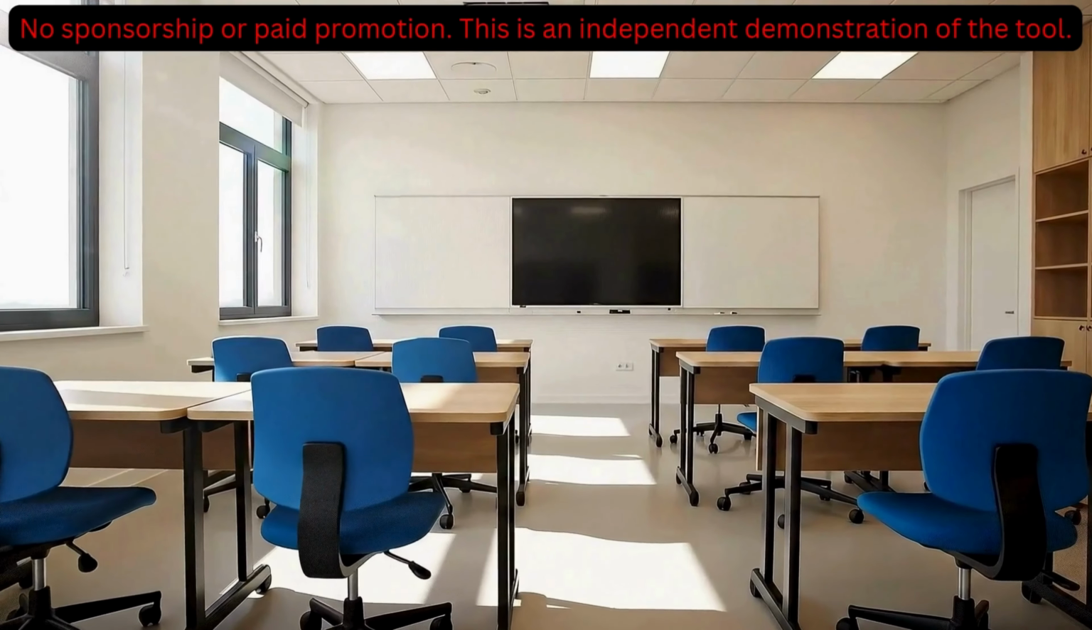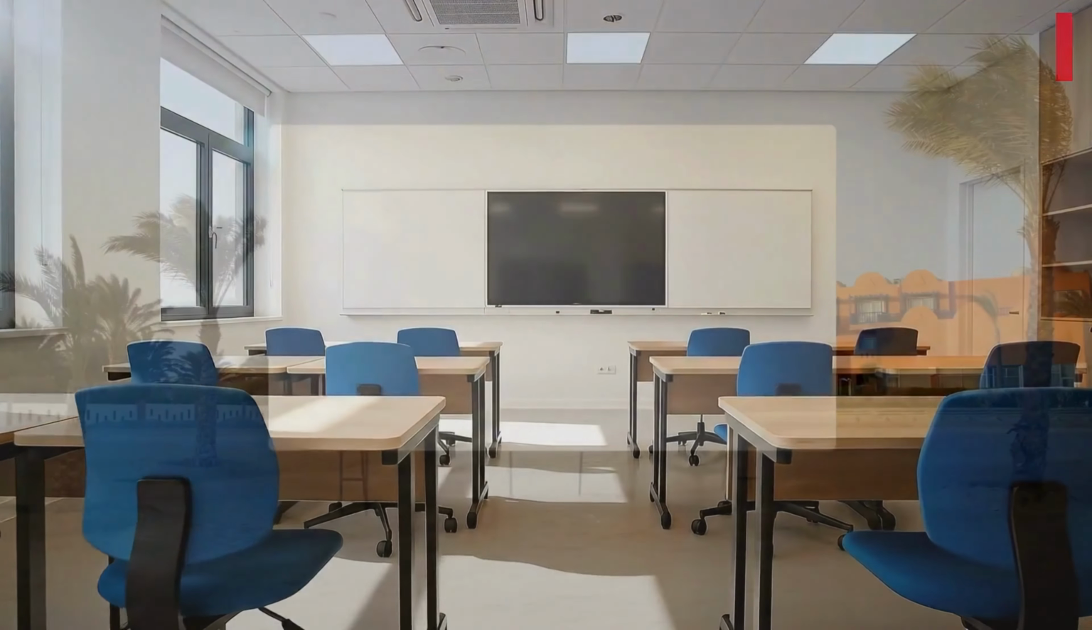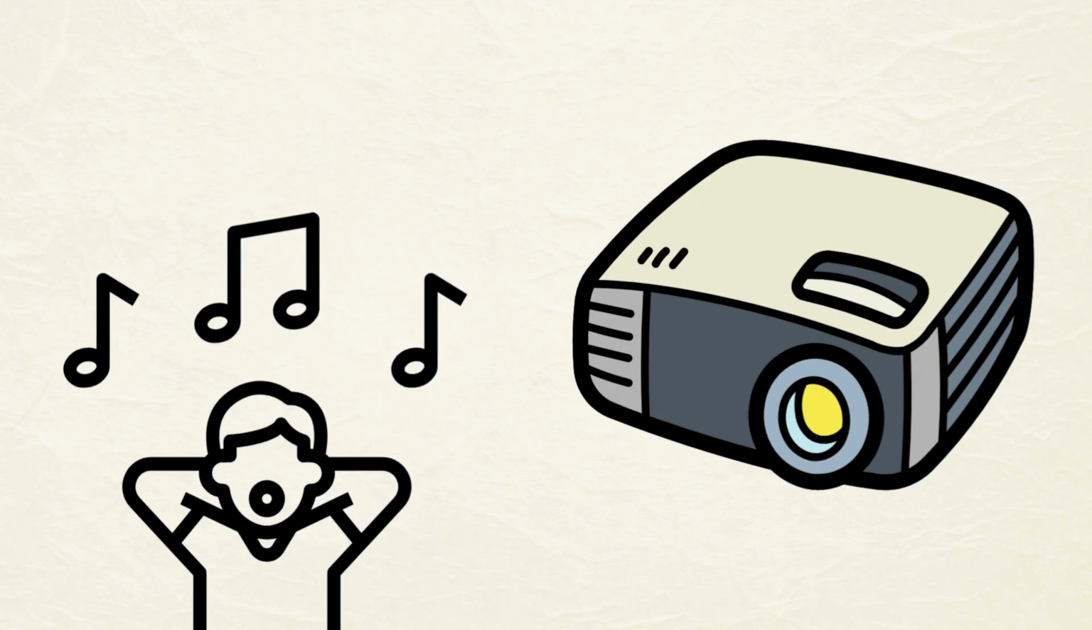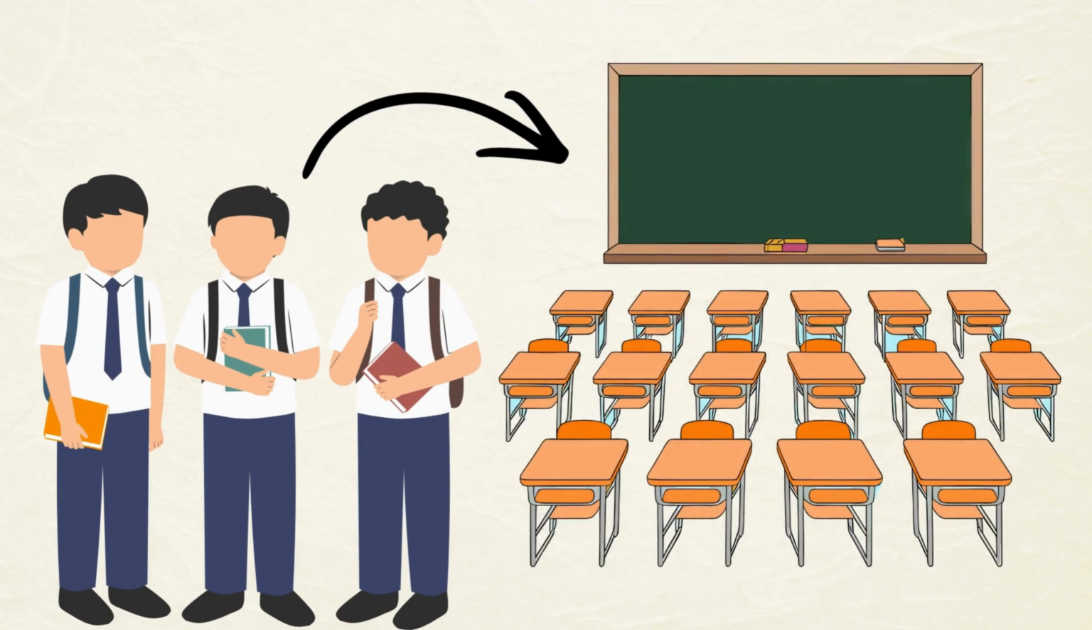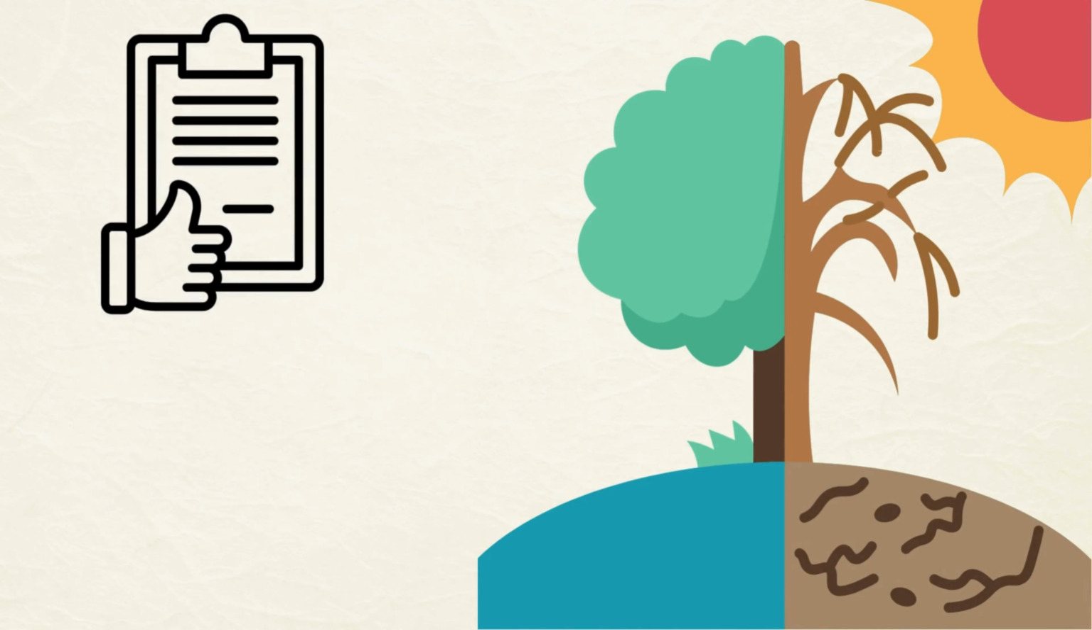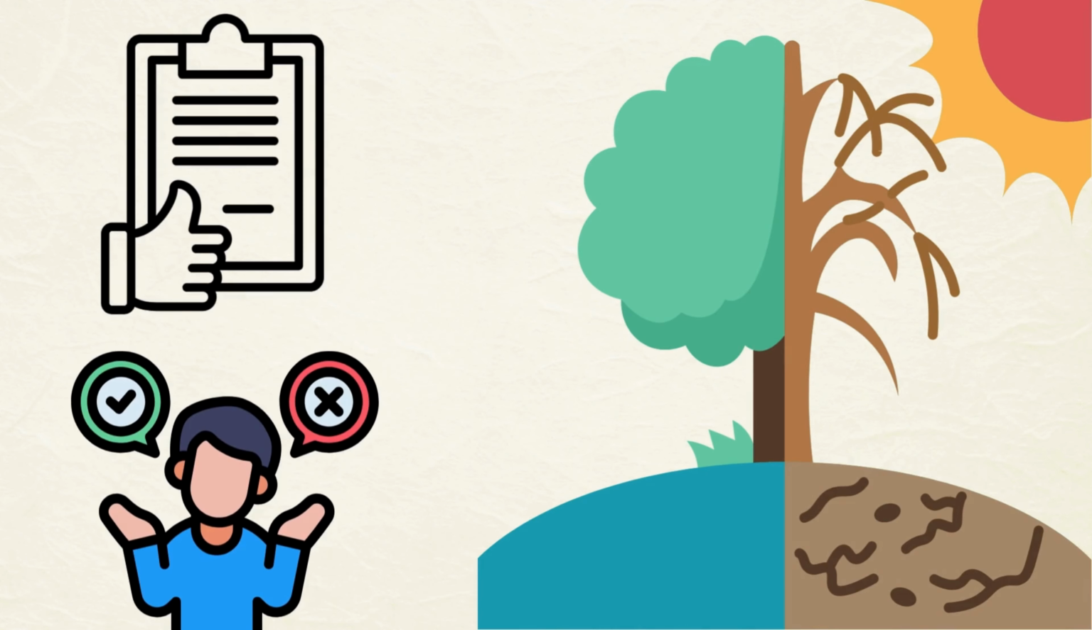The bell rings in 12 minutes. And Ms. Lena Hartman is still staring at a blank slide. The projector hums. 28 ninth graders are about to walk in. Today's topic, climate feedback loops, is the one she promised would finally make sense.